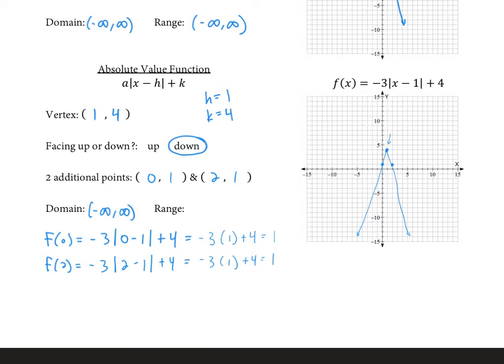Okay, for range, you look how far down does it go? It goes down forever. That's negative infinity. And it doesn't go up forever. It stops when y is at y equals 4. And so the range here is negative infinity up to 4. And since there's a point here and there's no asymptote, there'll be a bracket.